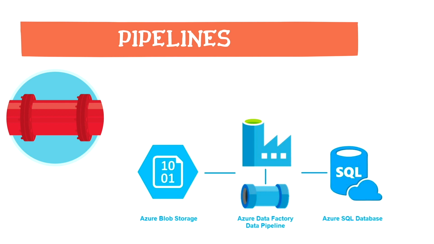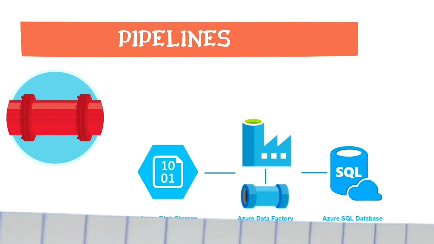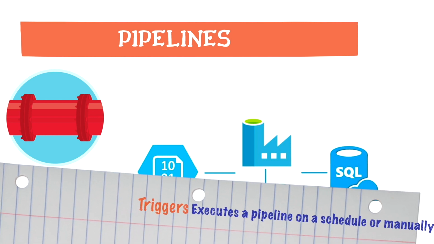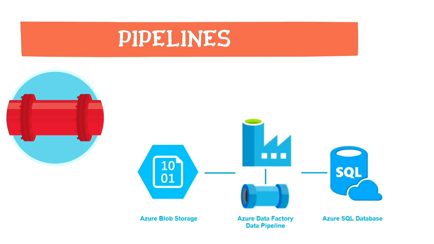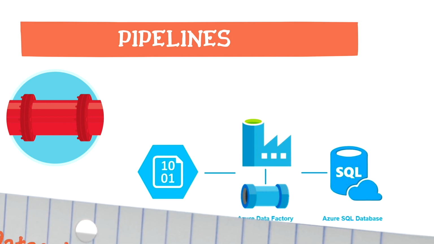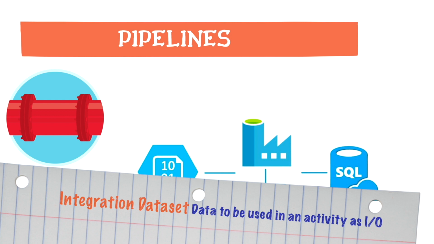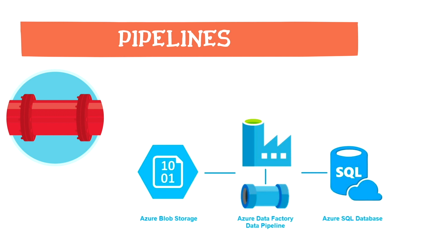Then it comes to the trigger. Definitely when you create a pipeline, you want to trigger it at a certain time or on a particular schedule. So a trigger executes a pipeline. It can be run manually or automatically, like on a particular schedule, tumbling window, or event based. Then lastly is the integration dataset. It's a named view of data that simply points or references the data to be used in an activity as an input and output. It belongs to a linked service.